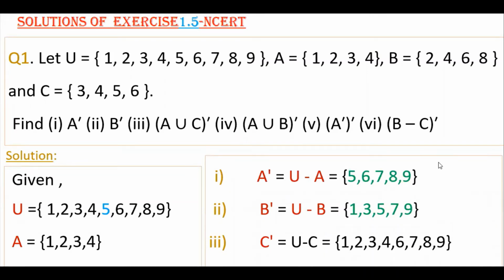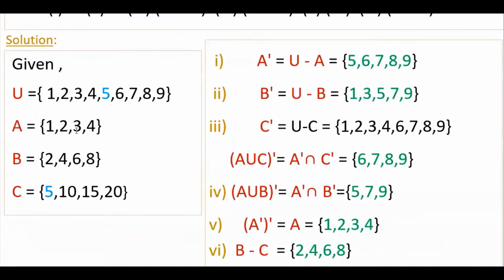Now I am going to tell the solutions of exercise 1.5 from NCERT. This is the first question. Here the universal set is given and the three sets A, B, C are given, and you have to find these values here. So first write the given sets here. This is the universal set and A, B, C. And the first one is we have to find the complement of A.